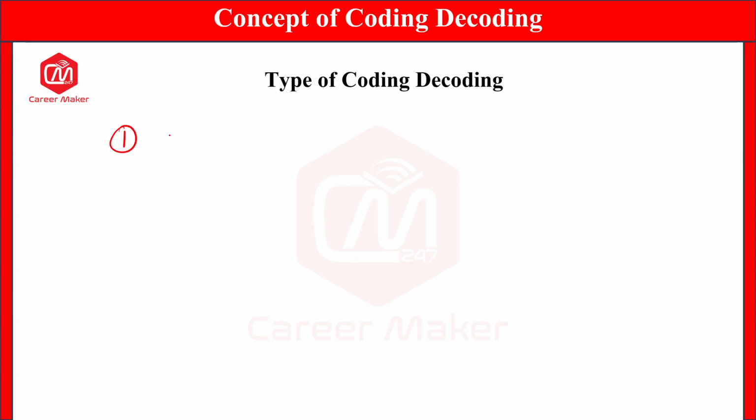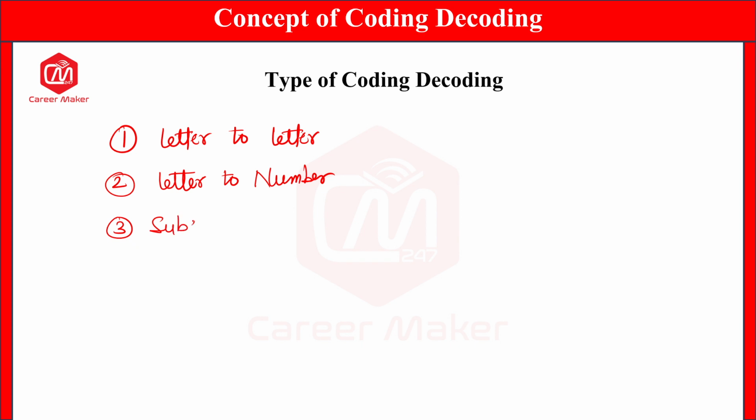The very first type of coding is based on letter to letter. One letter is changed into another letter by using certain logic and pattern. Then the second is called letter to number, or vice versa, number to letter, whatever is given. So letters are changed into the form of numbers, or numbers into the form of letters. Then the third type will be based on substitution.